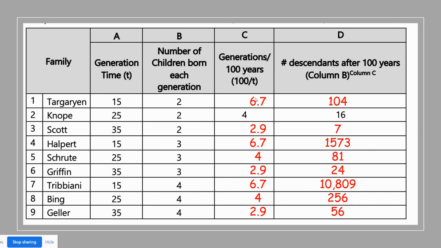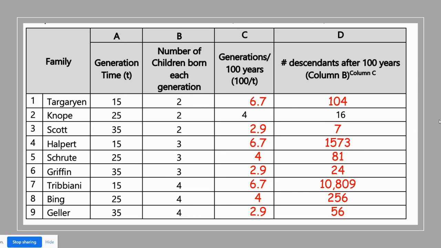Per every 100 years. So if the Targaryens start having kids at the time they're 15 and they have 2, in 100 years, the Targaryen family will have 6.7 generations in that 100 years, and that will give them about 104 offspring. The Nope family waits till they're 25, but they still have 2 kids, so that's 4 generations in 100 years, and only 16 kids. So you can see if you wait a little bit, much fewer children.